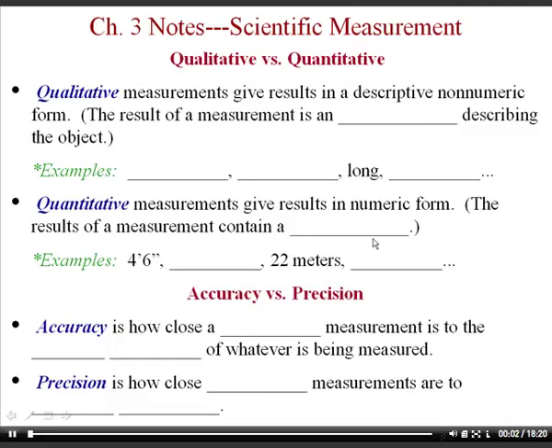This recording will be the Chapter 3 notes in first year chemistry over scientific measurement. The first thing that we do in class is we distinguish between the terms qualitative measurements and quantitative measurements.